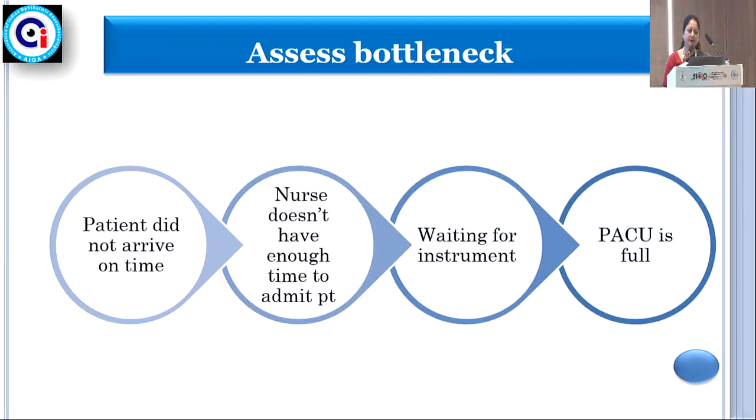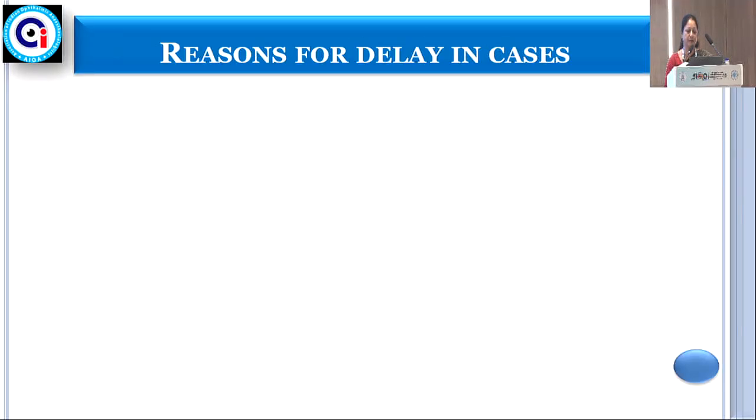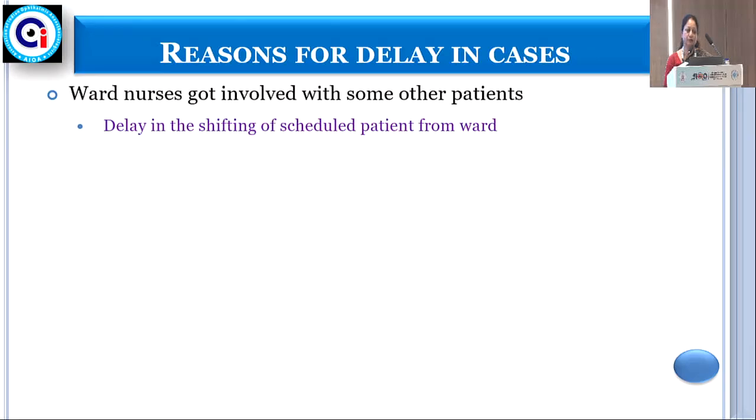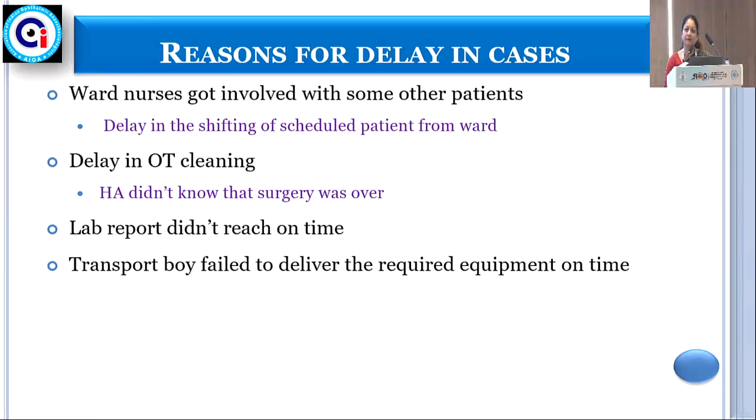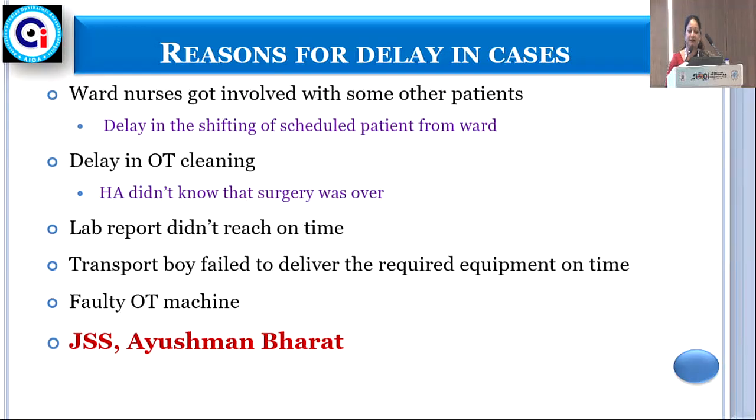So the bottlenecks are mainly: patient did not arrive on time, nurse does not have enough time to admit, waiting for the instrument, and PSU is full. There are other issues also. If the patient is admitted in the ward, the nurse got involved with some other patient and the patient was not shifted. The HA is busy on the mobile and doesn't know that the case is over. Lab reports didn't reach on time. The transport person failed to deliver the equipment. Faulty OT machine. And nowadays in government institutes, JSS and Ayushman Bharat cases take more time because they need more clearance.